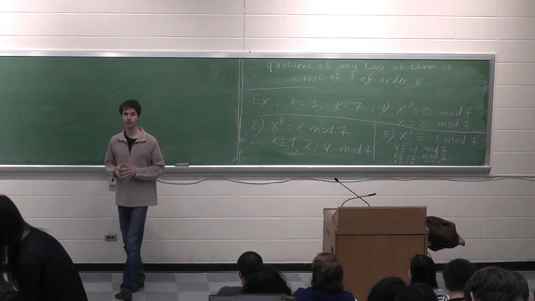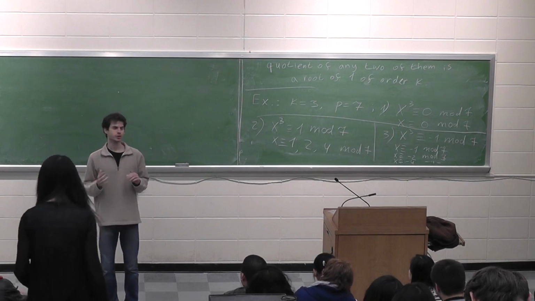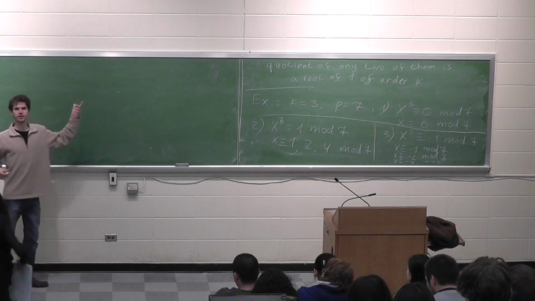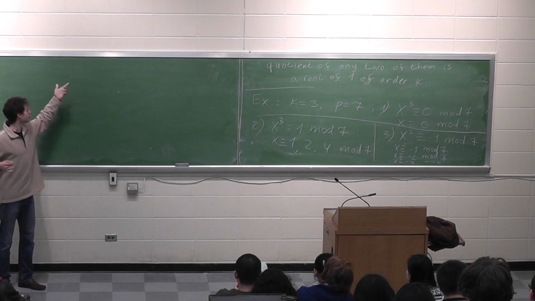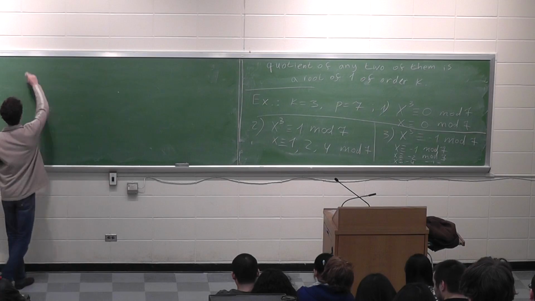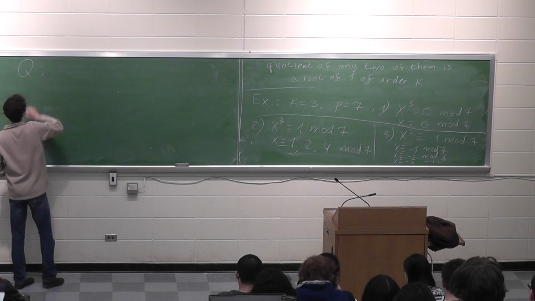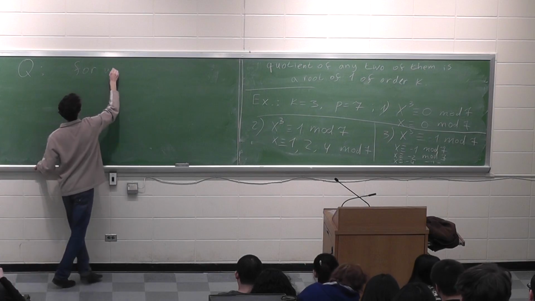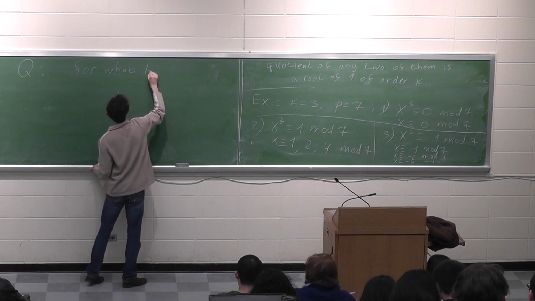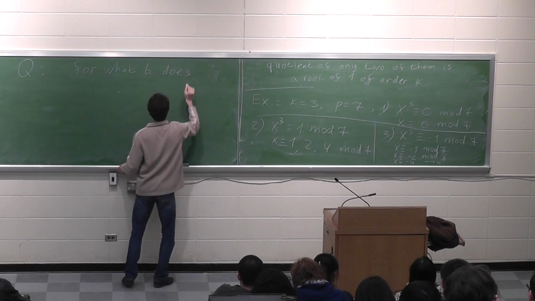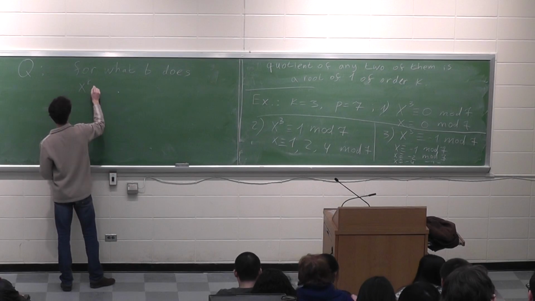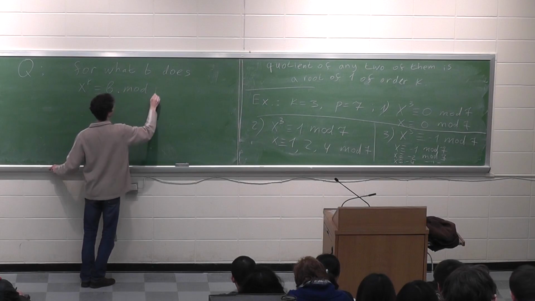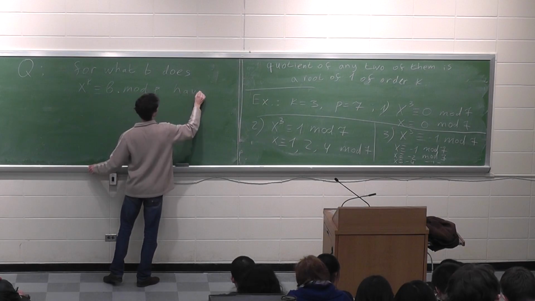So the question for this hour is as follows. We want to understand which numbers b are, well, k-th powers of something. So the big question is, for what b does the congruence x to the power k is equal to b modulo the prime p have a solution?